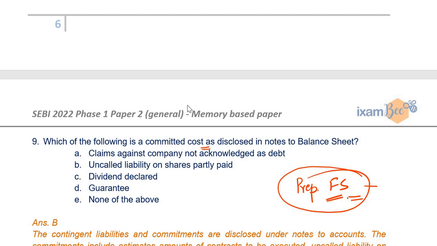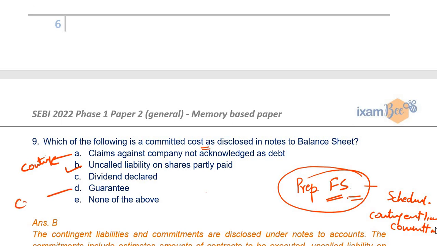So here also, under Schedule 3, it is mentioned what all is included in the off balance sheet notes that are given to the financial statement. So in the notes to accounts, you are talking about the contingent liabilities and also commitments from the company side. One of the aspects considered in commitments is the uncalled liability on the shares which are partly paid. Claims against the company which are not acknowledged as debt is a contingent liability.